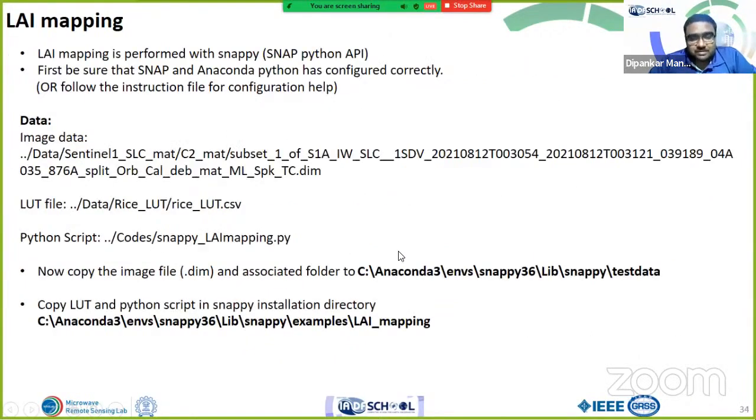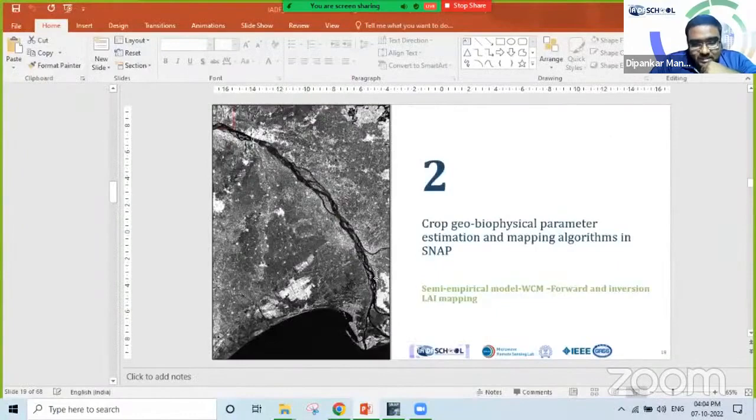Now coming to the mapping case. Say you have built a support vector or a random forest model. Now we need to apply that same model to each pixel of the Sentinel-1 image to estimate the leaf area index. So let's see how we'll do that. We'll look through the data first.